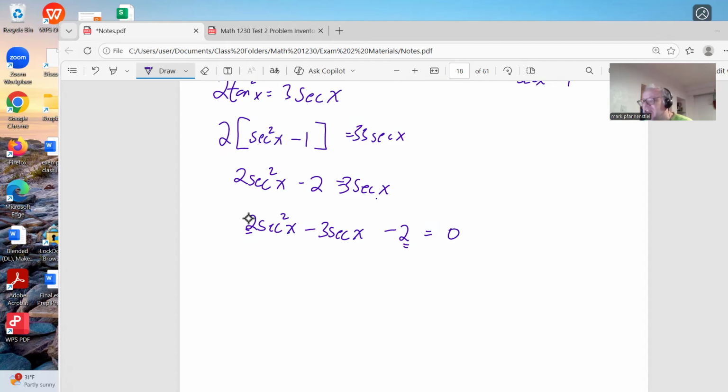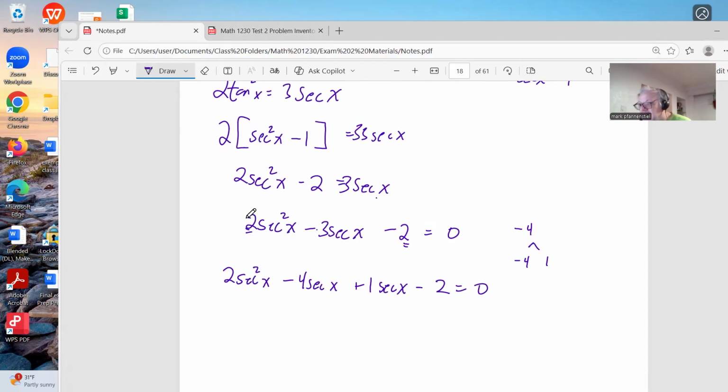Great. We could use the AC method. 2 times negative 2 is negative 4. And what will work is negative 4 and a positive 1, which will give me negative 3. So let's go ahead and split this up. So we have 2 secant squared x minus 4 secant x plus 1 secant x minus 2 is equal to 0.